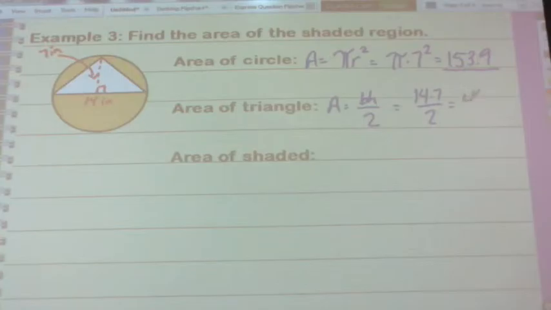Then we want to find the area of the shaded region. To find the area of the shaded region, we're going to take our big picture, the circle, 153.9, and subtract out the area of the triangle, 49, to get a total of 104.9 inches squared.